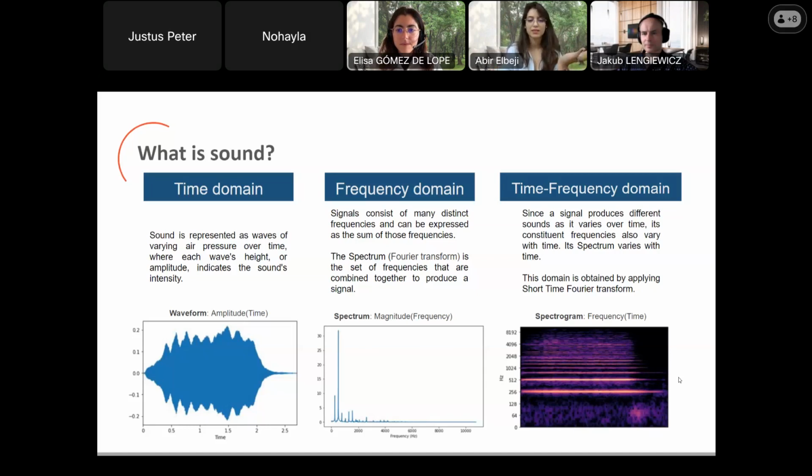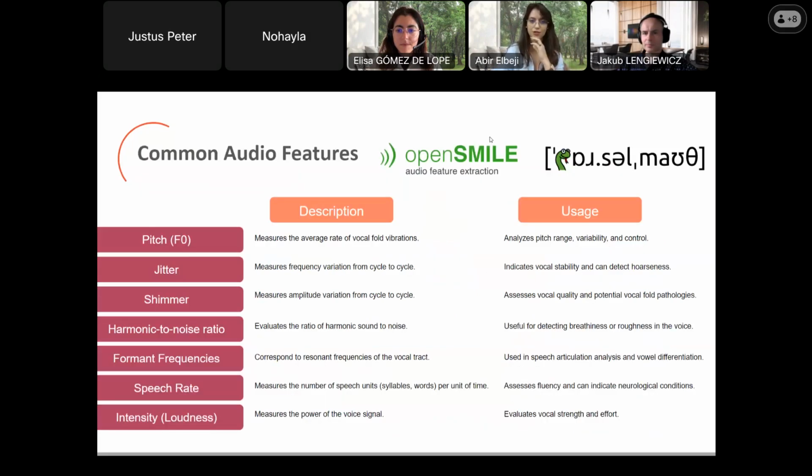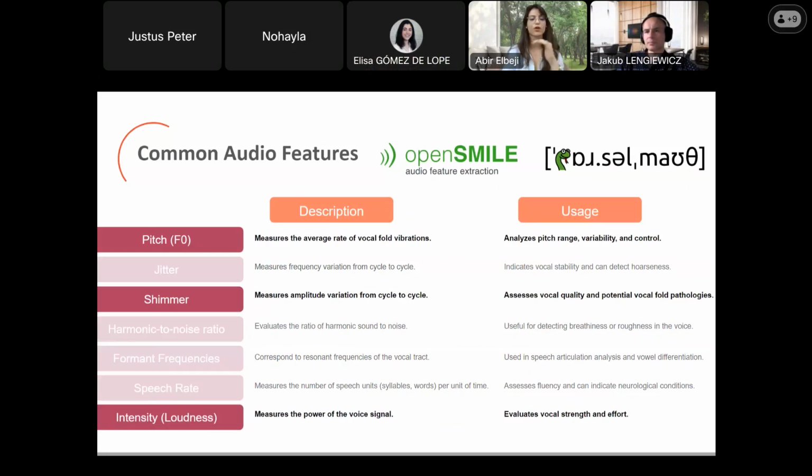From these domains, we can actually extract thousands of voice features. Here I will only present some of them that are commonly used to describe the voice and the signal itself. I have to mention that nowadays, the most commonly used packages and software to extract these audio features are OpenSmile and Praat Parselmouth. Again, I won't detail all of them. I will just go through these three.